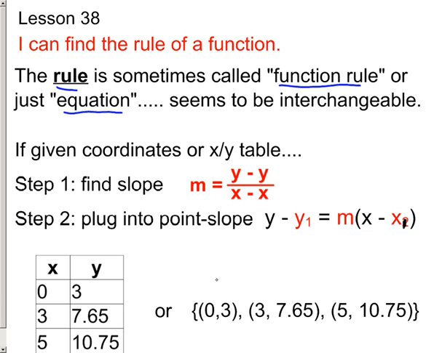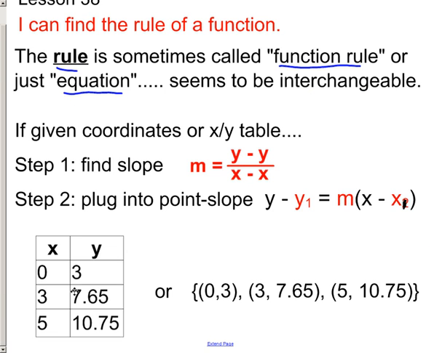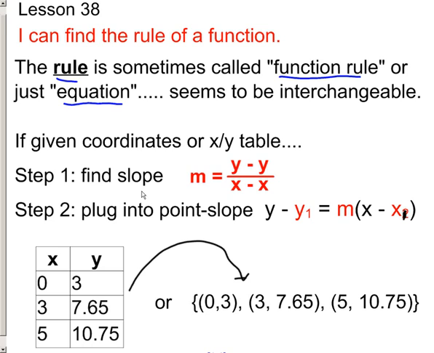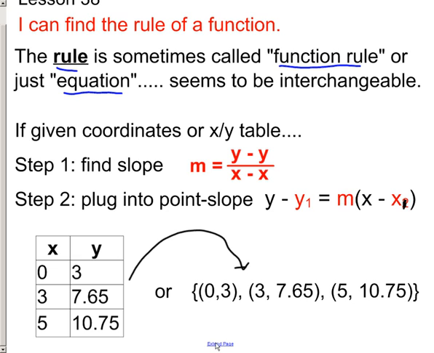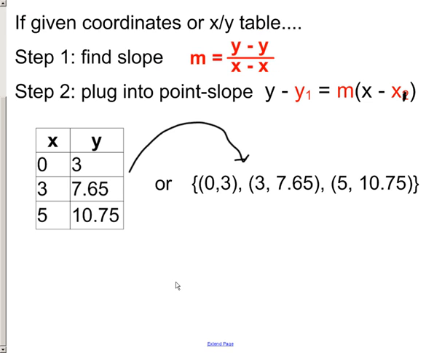So let's take a look at this. Here's an XY table: 0, 3; 3, 7.65; and 5, 10.75. Here's my X's and Y's. They could literally take this table and give you the same data spread out as an ordered pair, a relation. They're both relations. It's just a set of ordered pairs. So no matter what it looks like, you should know that one, go find the slope, and two, plug it into point slope, and you'll have the rule. So let's just take this through the steps and show you how this works.